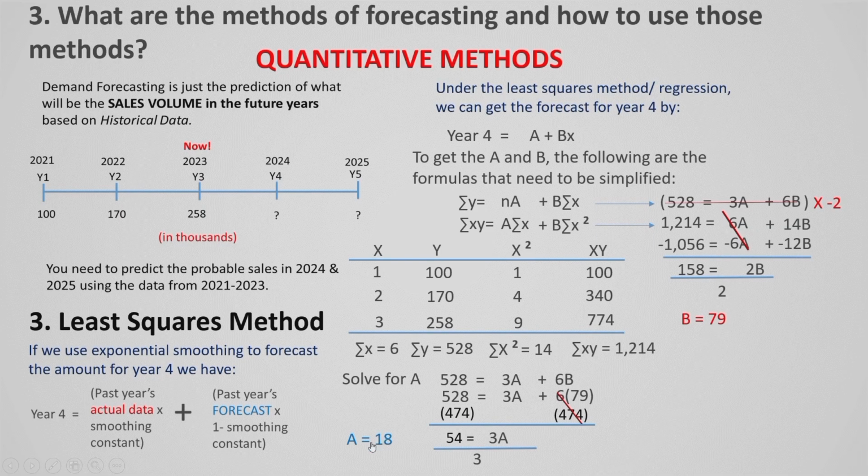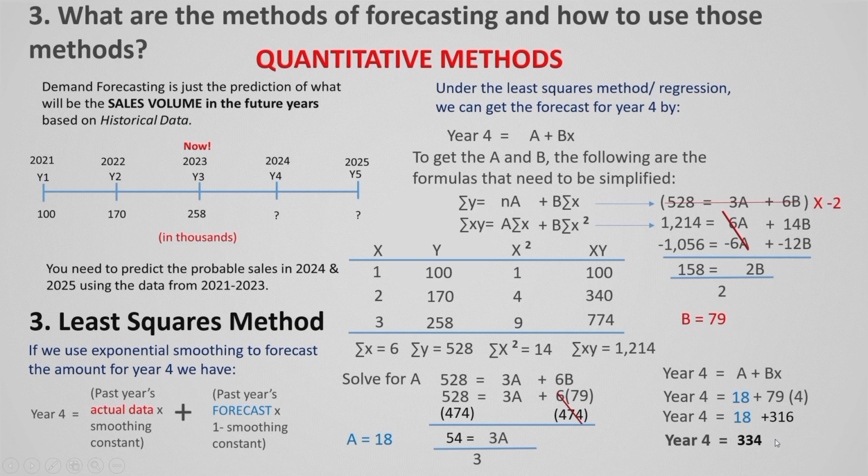Since we already have the values for a and b, then we can already forecast the year 4 sales. And again, we have to use this a plus bx. So substituting, we have a as 18 plus b as 79 times x. This x is actually what year you want to forecast. In this situation, since we want to forecast year 4, the x will be 4. So that's the complete substitution. Now, let's simplify. We have 18 plus 79 times 4. 79 times 4 is actually 316. So it will become 18 plus 316 and it will be equal to 334. And that's already the forecast for year 4 sales using the least squares method or regression analysis.